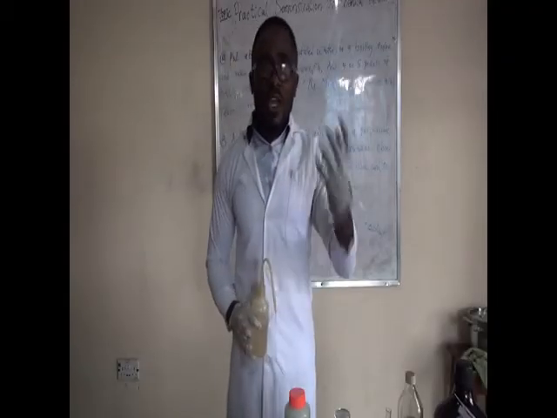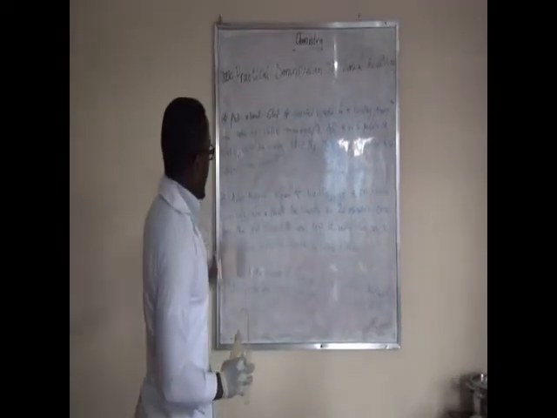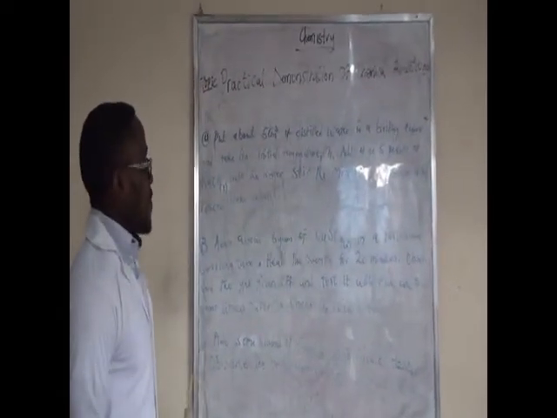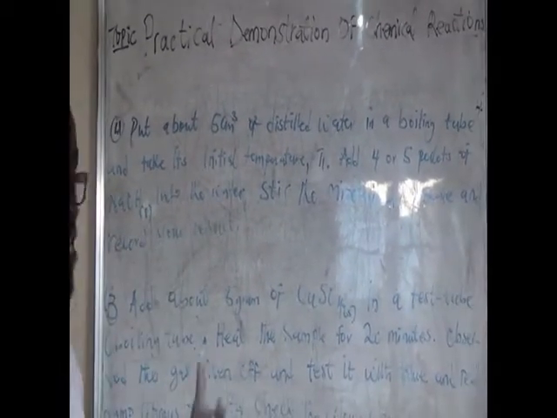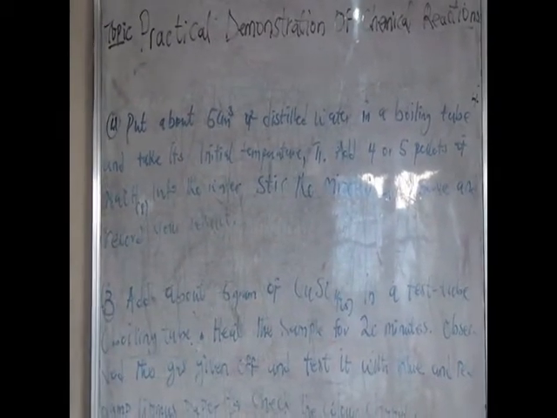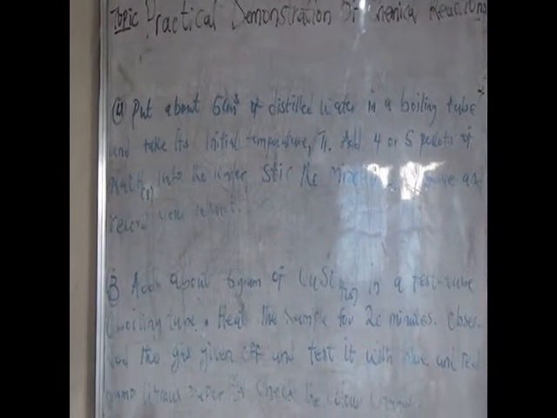Now into the demonstrative aspect of the class. If you look at the board, you will see questions that have been displayed for you to carry out practicals with. The first question is: put about 5 cm³ of distilled water in a boiling tube and take its initial temperature, T1. Add 4 or 5 pellets of sodium hydroxide, that is a solid one, into the water, stir the mixture, observe and record your result.